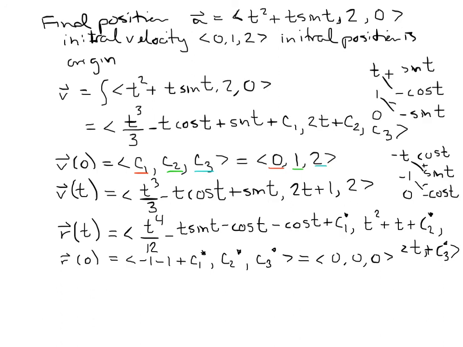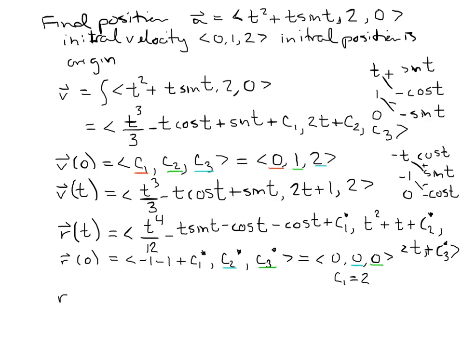And the initial position, we're told that the initial position is the origin. So this means that C2 and C3 are 0. I'm pulling off C2 first and C3 because those are pretty easy to see that those are 0. C1, on the other hand, negative 2 plus C1 is 0, so that means C1 is going to have to be 2.